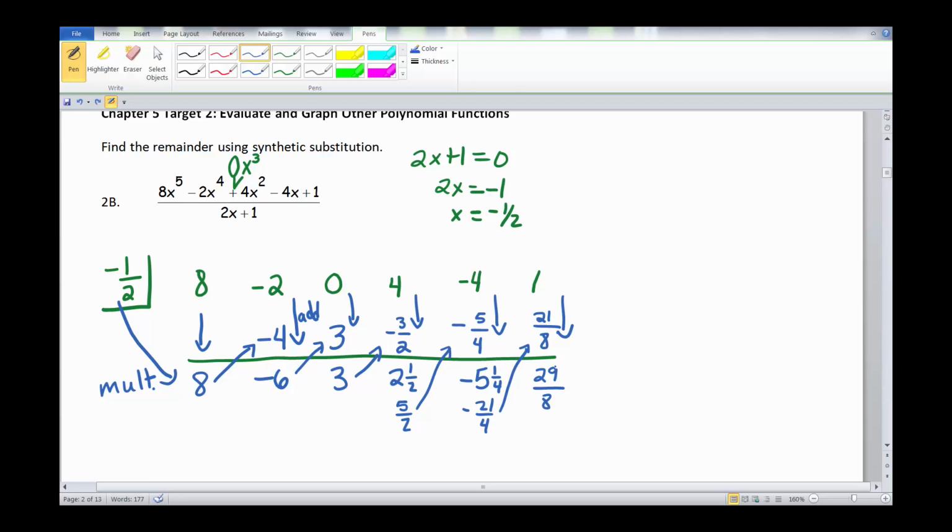So using synthetic substitution, we see that our answer comes out to be 29/8. Again, that is our Chapter 5 Target 2, Problem 2B from our Chapter 5 study guide.